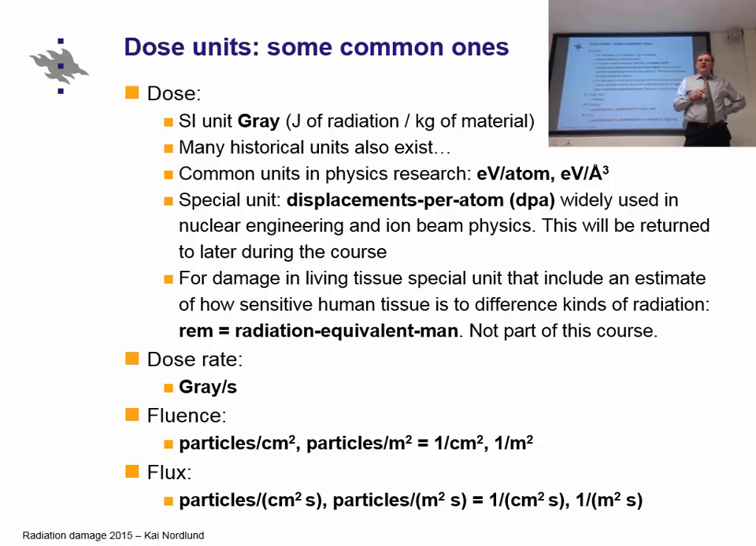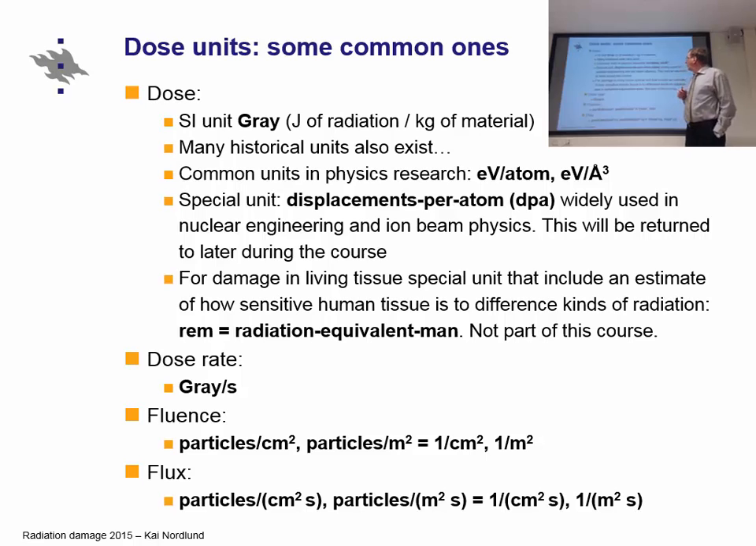Then if you want to think about radiation to living tissue, not only biological materials, but also materials which are alive, then there are a number of units for radiation exposure in radiation safety, the most important of which is the so-called rem unit, radiation equivalent man. But on this course, we really won't go much into these radiation protection issues.